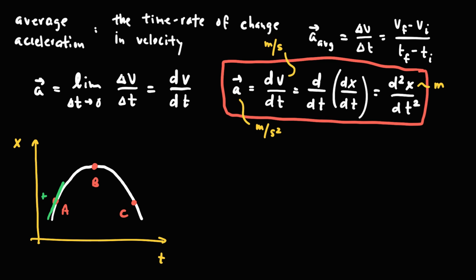And if the slope of that line is positive, then that means the velocity must be greater than 0. The velocity must also be positive. If the velocity is positive, that means the displacement is positive, which means the object is moving in the positive direction. Moving on to point B, here the line tangent to the curve is flat.